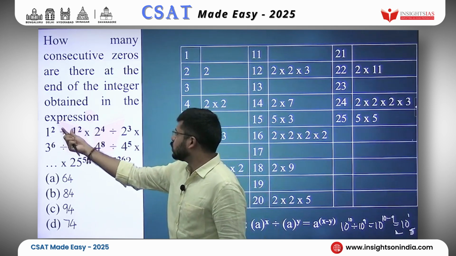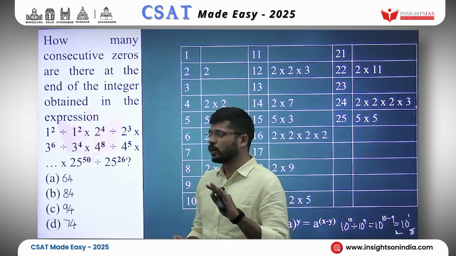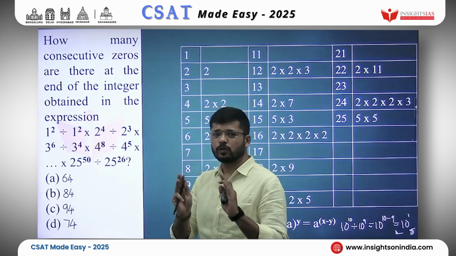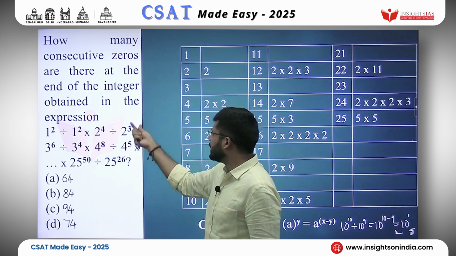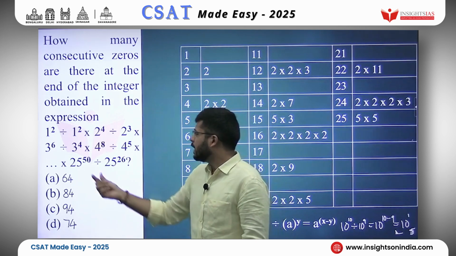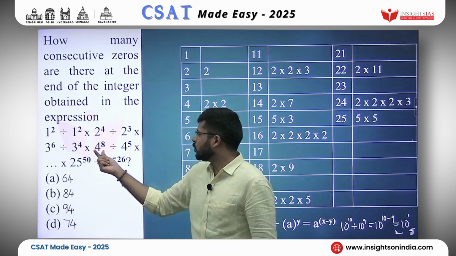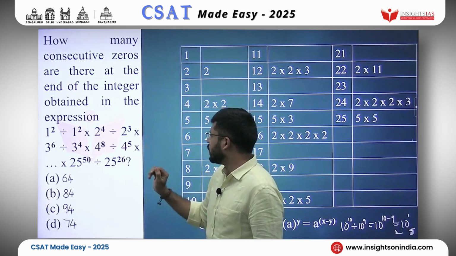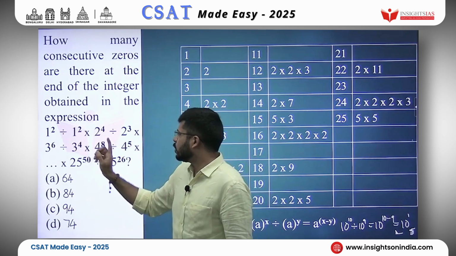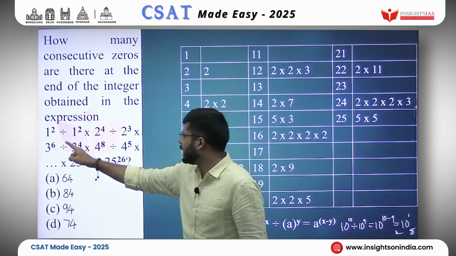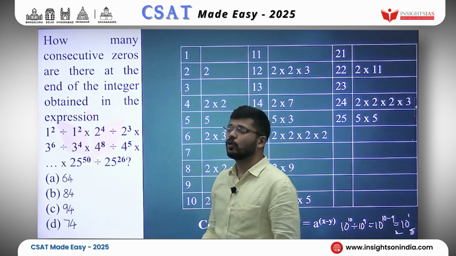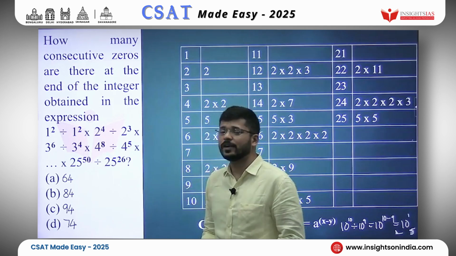It is 1 raised to 2 divided by 1 raised to 2. Okay, they are the same number, so we cannot make out any pattern. This is 2 raised to 4, this is 2 cube. Okay, this is 3 raised to 6, this is 3 power 4, this is 4 raised to 8, and this is 4 raised to 5. I think we can make out a pattern. Look here, it is 1 to the power of 2 into 2 to the power of 4 into 3 to the power of 6 into 4 to the power of 8 and into 25 to the power of 50.